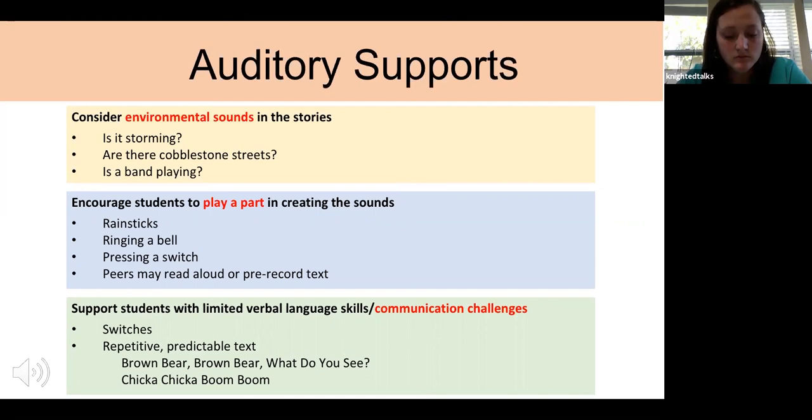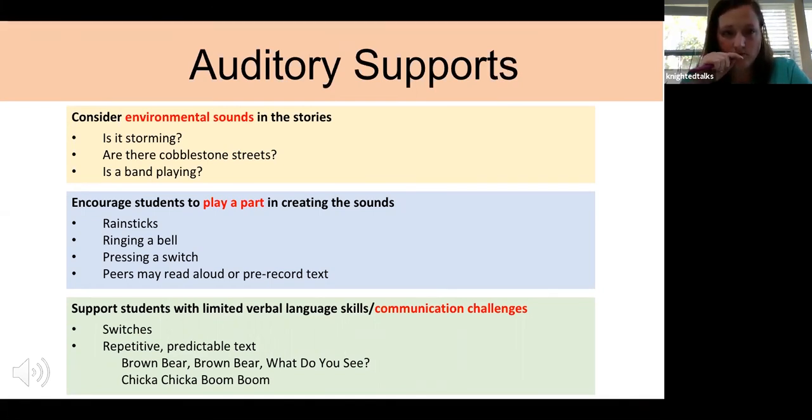So if the child who is listening might have some challenges with reading, they can hear their peer telling the story. All right, and finally moving to the green part is that we want to ensure that we're supporting all students, including students with limited language and some communication challenges.